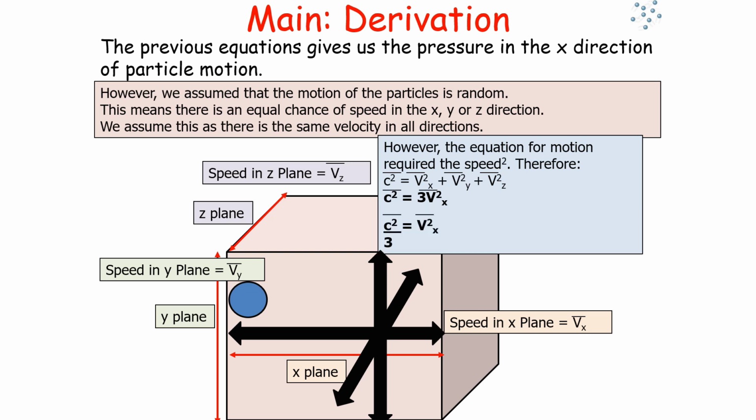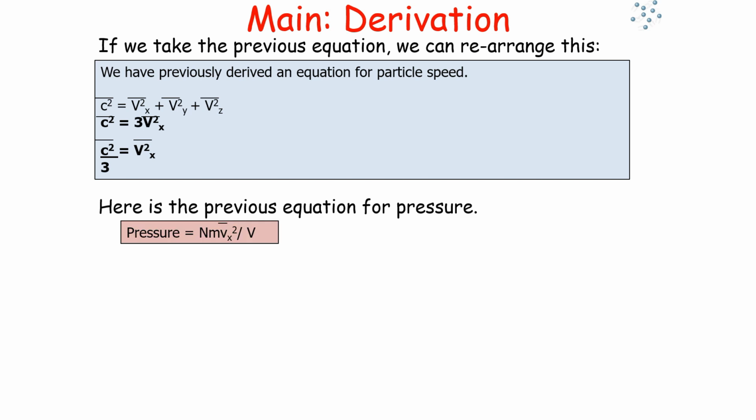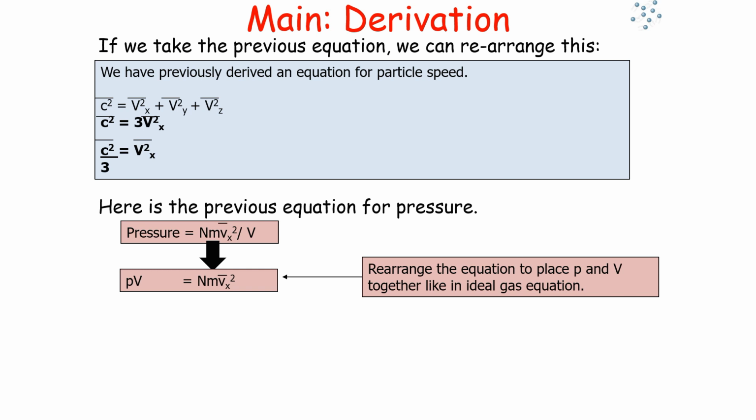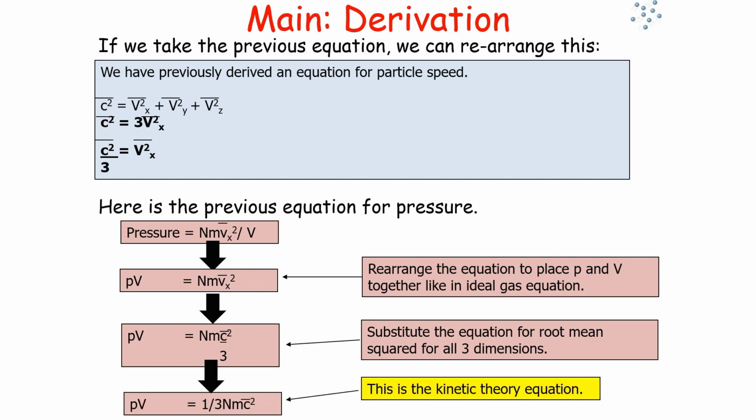So now we can rearrange and make Vx squared hat the subject. We've previously determined our equation for particle speed, and we've got our equation for pressure as shown previously. So all we can do now is rearrange the equation and place P and V together, like in the ideal gas equation. We can then substitute in the equation for the root mean squared speed for all directions. So Vx squared hat is equal to c squared hat over 3. And therefore we can make it a bit nicer to look at and say PV is equal to 1/3 N m c squared hat, which is our kinetic theory equation.